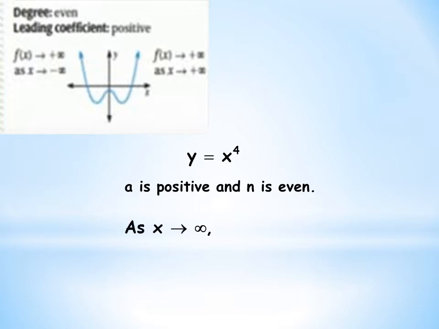As x approaches infinity, so as I'm on the right side of my graph, y will approach infinity. Notice that if I use y in my equation, I should use y in my end behavior. And if I use f of x in my equation, then I should use f of x in my end behavior. As x approaches negative infinity, so if I'm looking at the left side of my graph, y is still increasing.